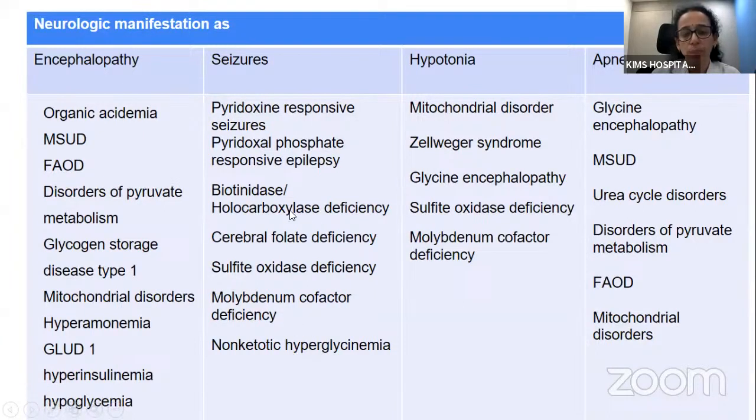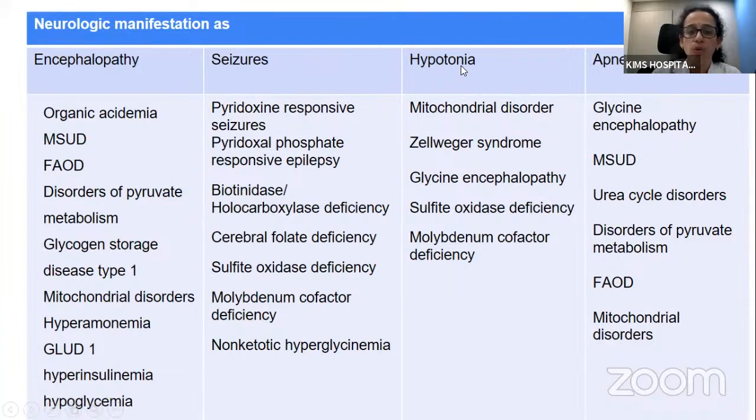Predominantly, seizures are seen in pyridoxine responsive seizures, in which there will be seizures refractory to multiple anti-epileptic drugs, as well as pyridoxal phosphate responsive epilepsy, biotinidase deficiency. In biotinidase deficiency, along with seizures, there will be skin manifestations also, as we already discussed, and cerebral folate deficiency, sulfite oxidase deficiency, molybdenum cofactor deficiency, and NKH. NKH can present right from the time of birth and from intrauterine life also. This is due to the elevated glycine levels which affect the brain.